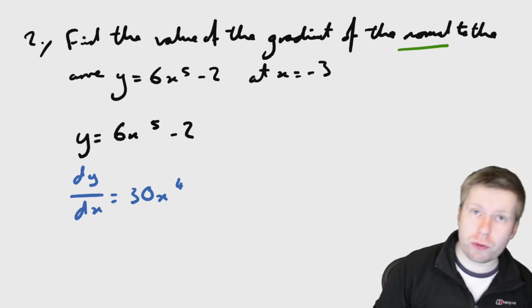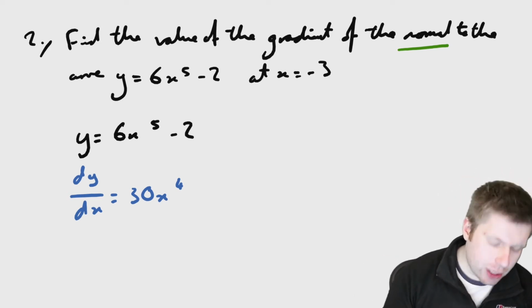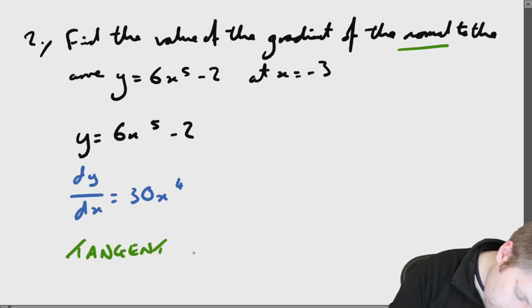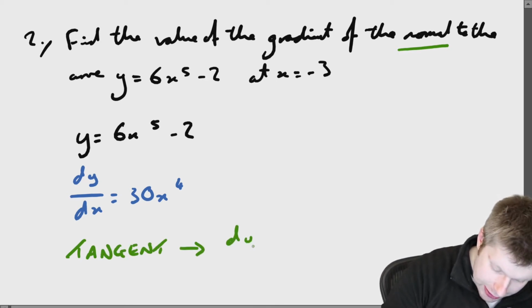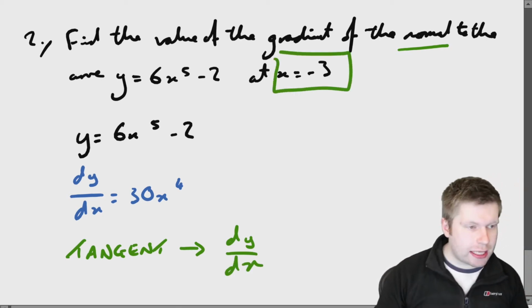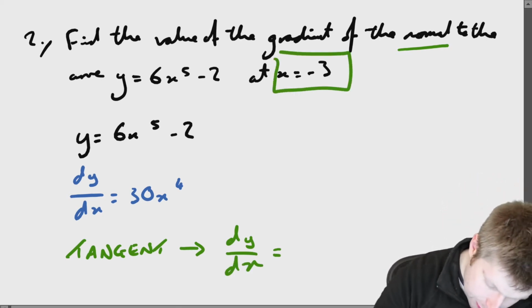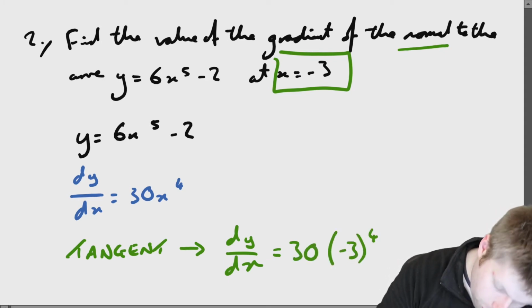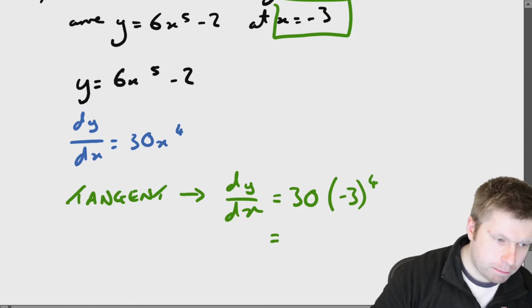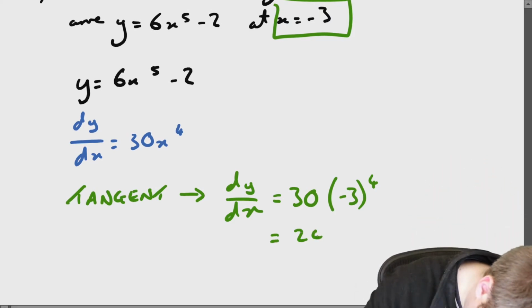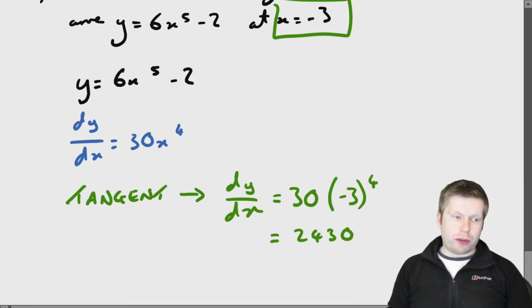So let's find, first of all, the gradient of the tangent. The tangent gradient should just be a case of sticking x equals negative 3 into my dy by dx function. If I stick negative 3 in here, I get 30 times negative 3 to the power 4. That should give me 2,430. So that there is the gradient of the tangent.